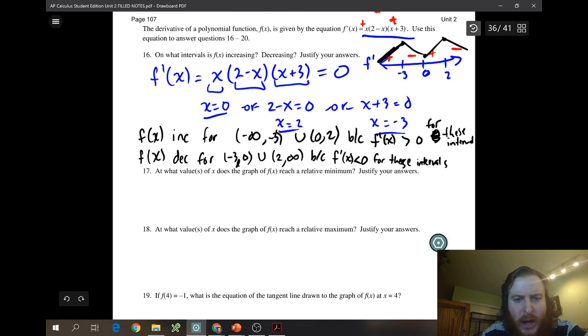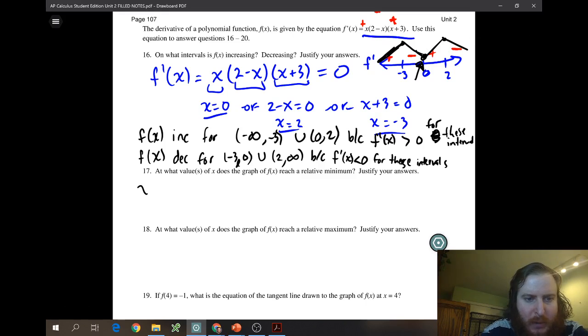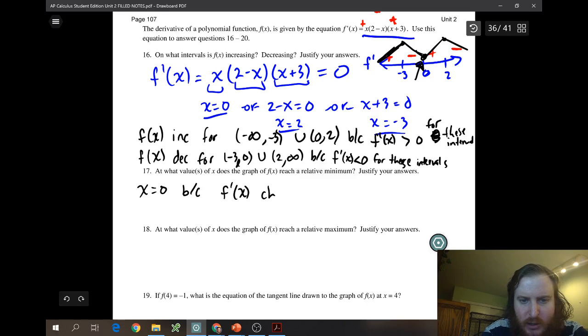Okay, when does f of x have a relative minimum? There's one spot and it's at 0. 0 is where we have that minimum. So where does f of x have a relative minimum? You could say f of x has a relative minimum at x equals 0 because f prime of x changes from negative to positive.